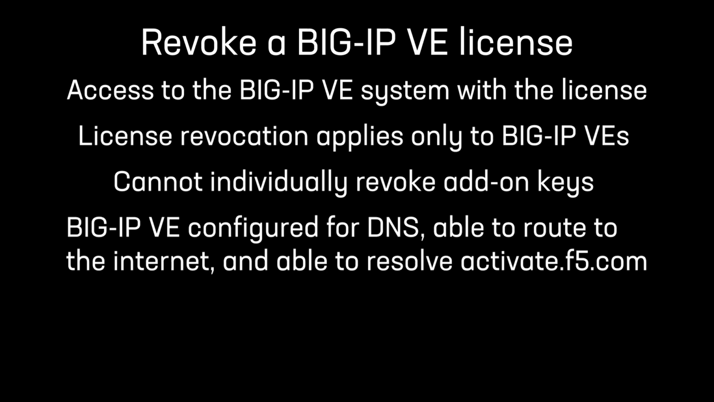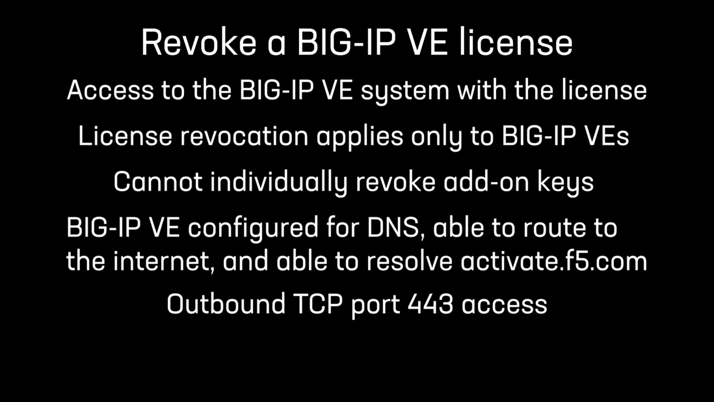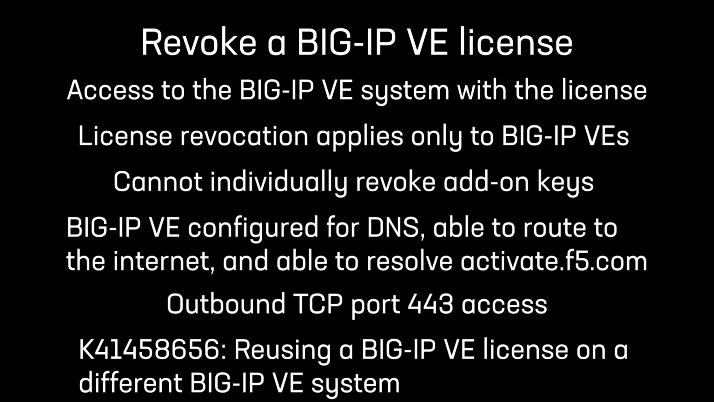The BIG-IP system must be configured for DNS and be able to route to the internet and be able to resolve activate.f5.com, even when using an outbound proxy, and must have outbound TCP port 443 access. For detailed information, refer to the article linked below.